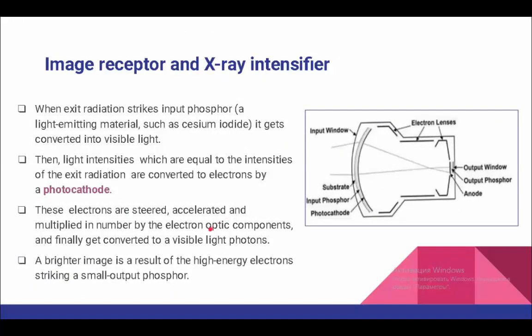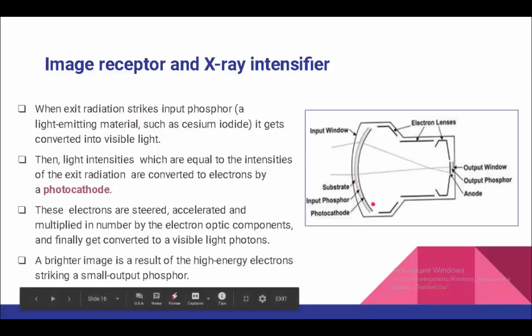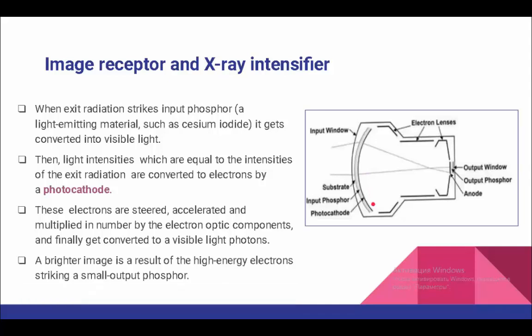After passing through the patient and being exponentially attenuated, the X-rays pass through the image receptor, the X-ray intensifier. X-ray intensifiers are capable of increasing the intensity of the output image by 10,000 times than the input image. When the X-ray exit radiation strikes the input phosphor, it gets converted into visible light. Then light intensities, which are equal to the intensities of the exit radiation, are converted to electrons by a photocathode.